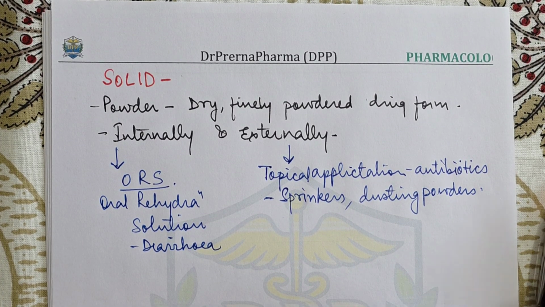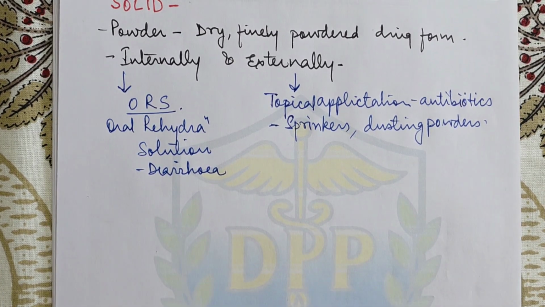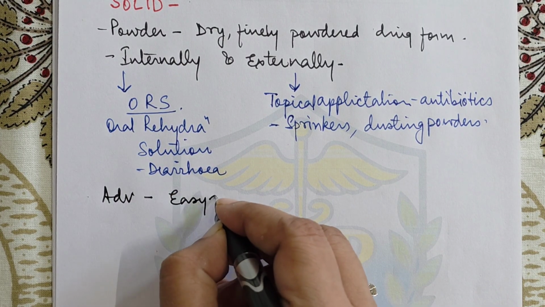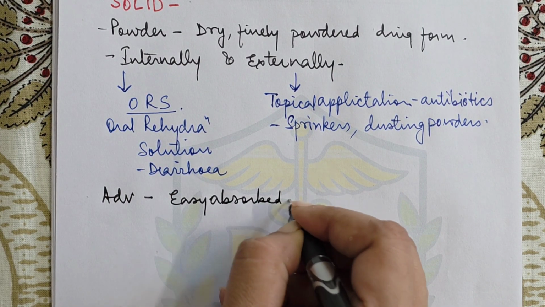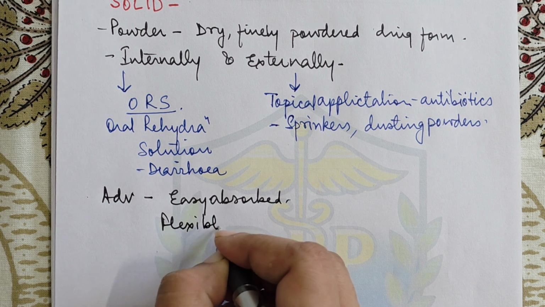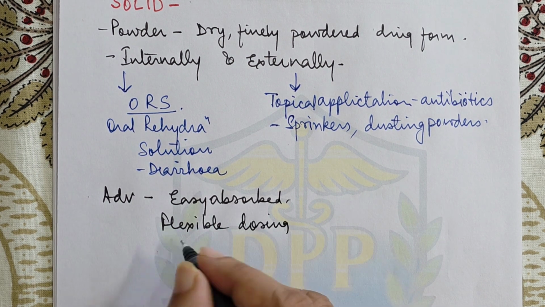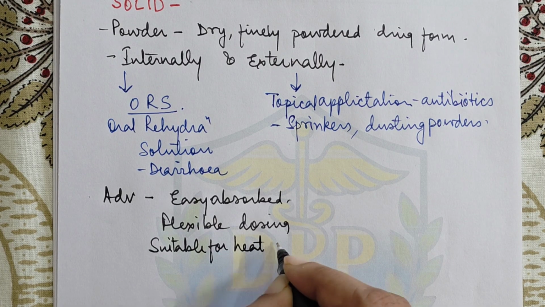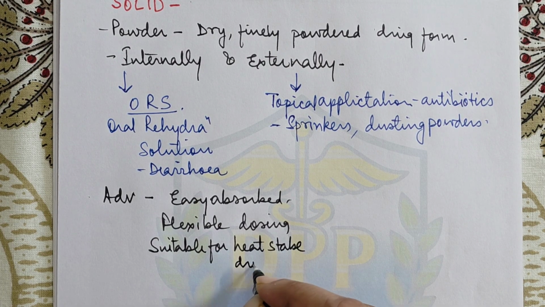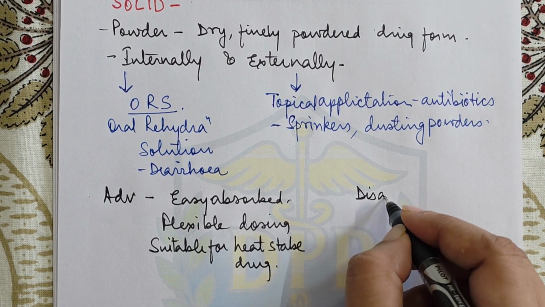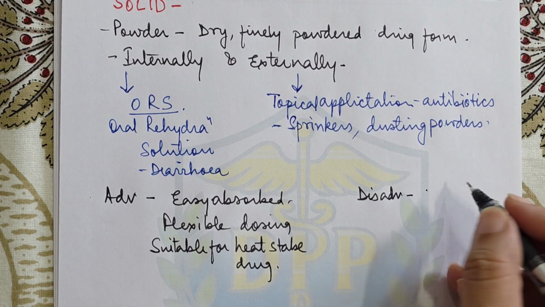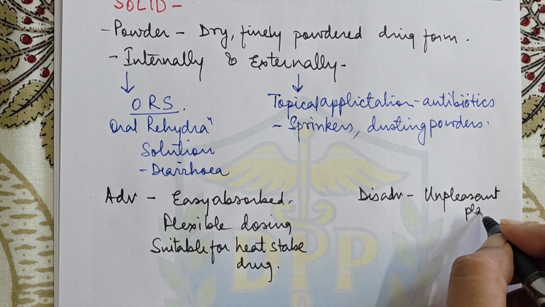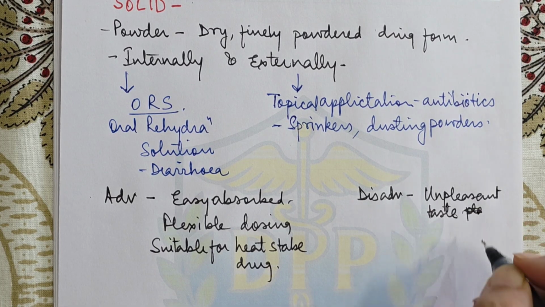Now, what are the advantages? So if it is a powder, what is the advantage? Advantage is that it is easily absorbed, then flexible dosing, right? And it is suitable for heat stable drugs. You can use heat stable drugs only as powders. Now, what are the disadvantages? Disadvantages are, suppose a powder is to be eaten, so unpleasant taste will be there. Unpleasant taste will be difficult to mask in a powder.